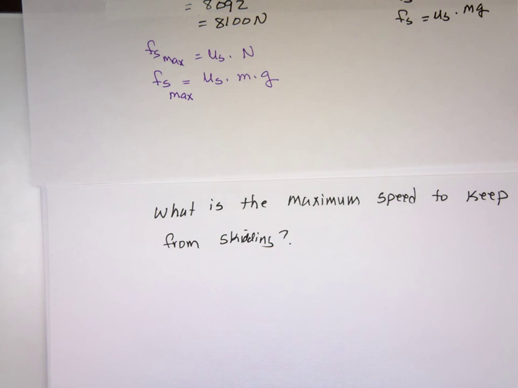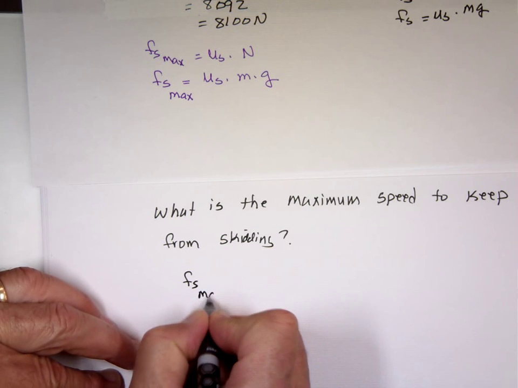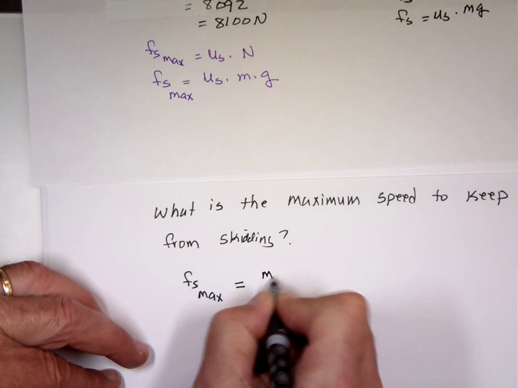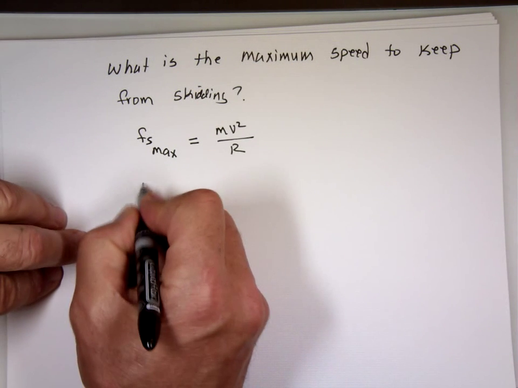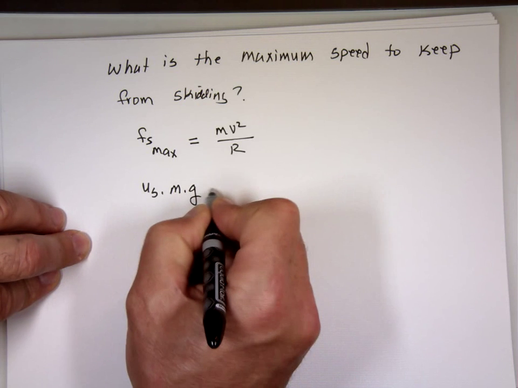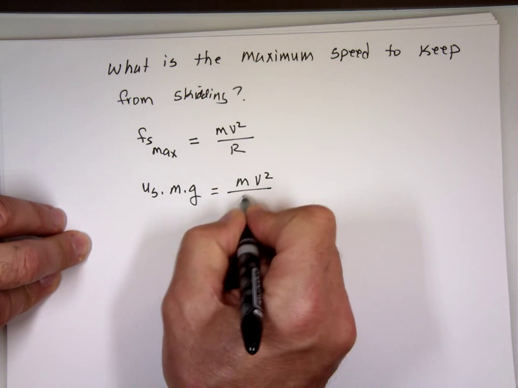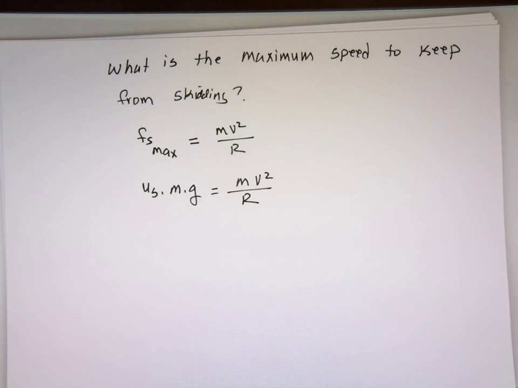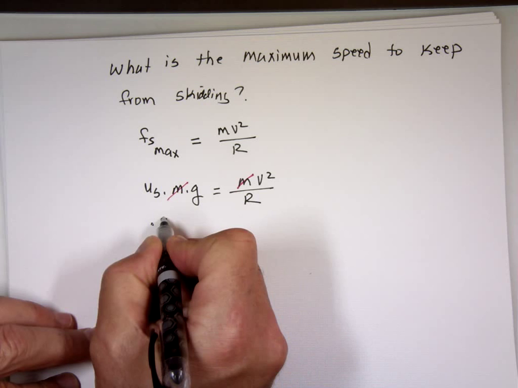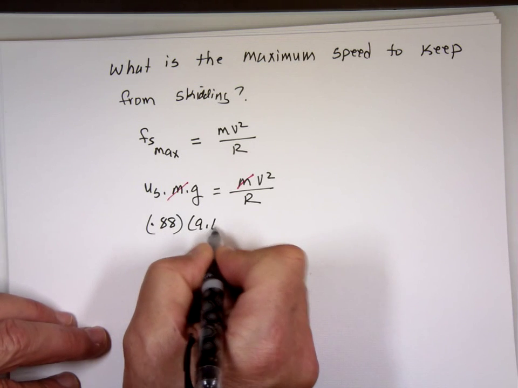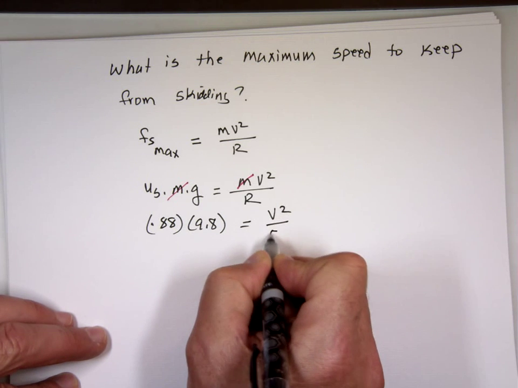Then I can find the maximum static friction, F s maximum, and you want that to equal mv squared over r. And that's mu s times mass times gravity. The m's will cancel. That's why I'm surprised they gave us that value for mu s, because there was no use for it in this example. 0.88 times gravity, which is 9.8, equals v squared over 50. Multiply both sides by 50 to get rid of the fraction.